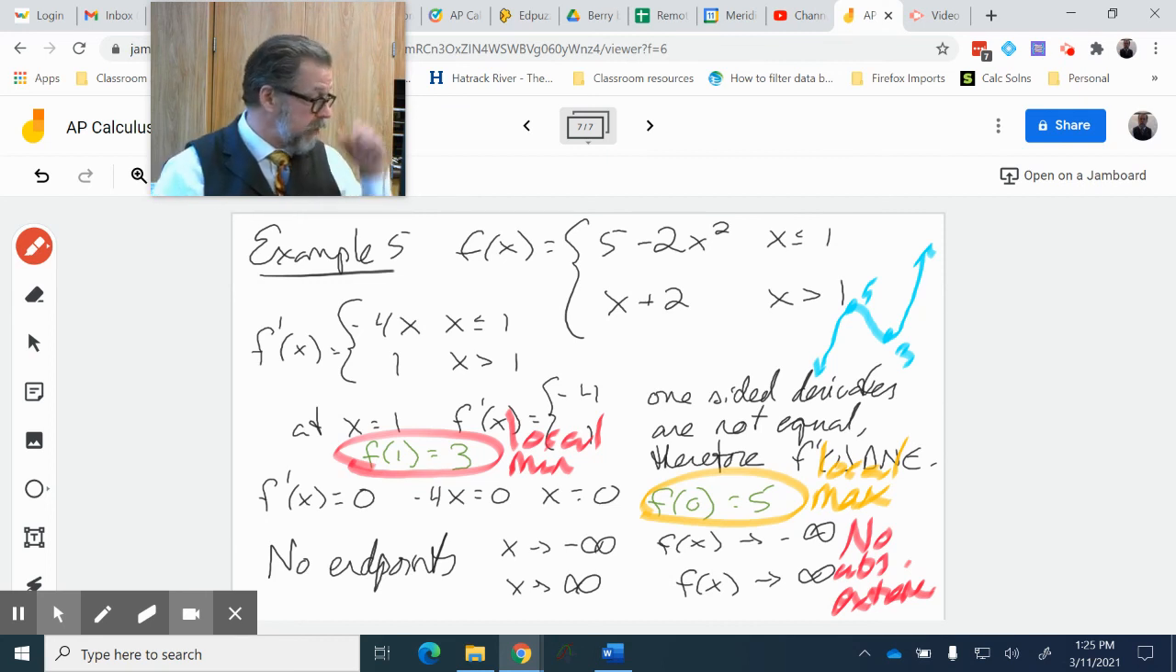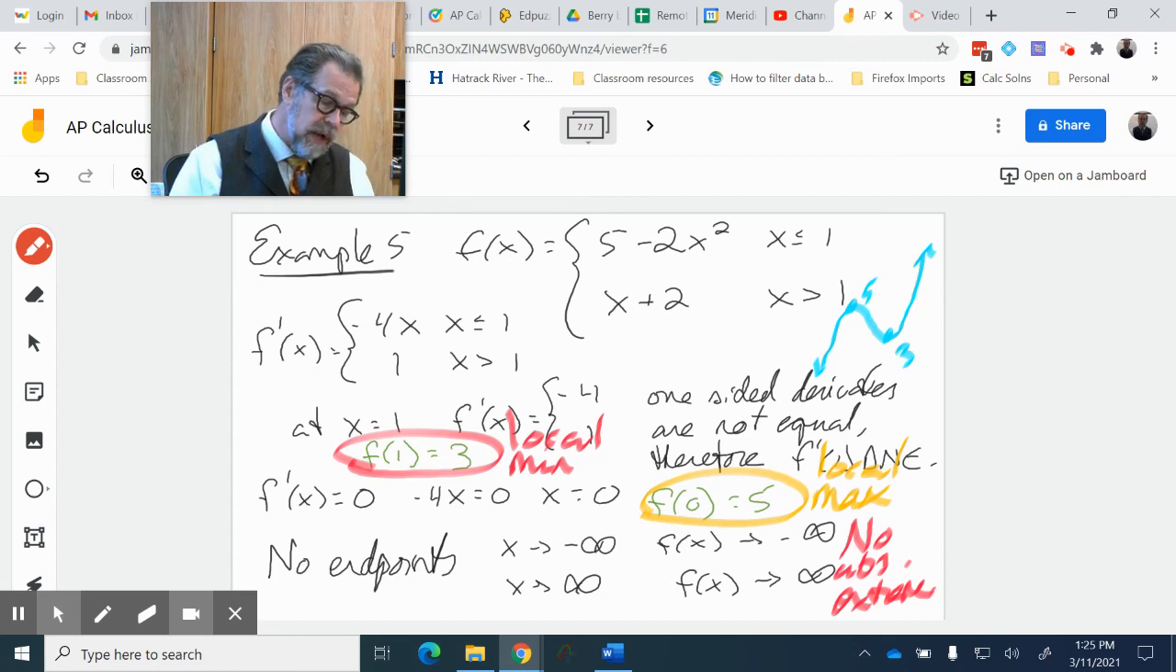When we come back for the next video, we'll look at a couple more functions, and we'll look at a graphical method of determining these things.